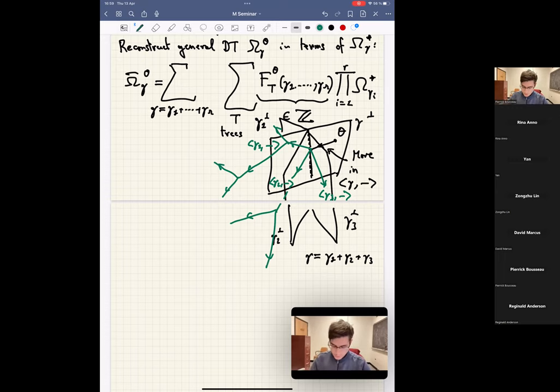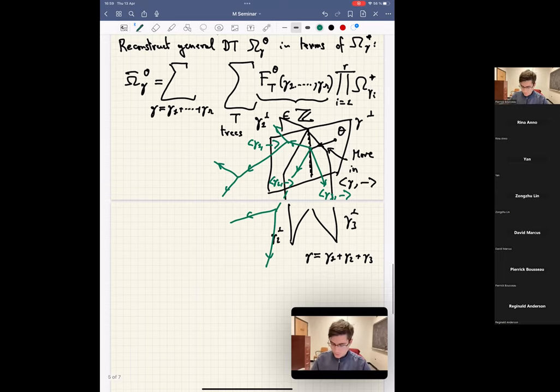And in the formula, you essentially need to sum over all possible such pictures, all possible such trees. Each such tree will have some contribution, which essentially comes from applying the wall crossing formula to each of the vertices of these trees. And it is how this number is obtained.